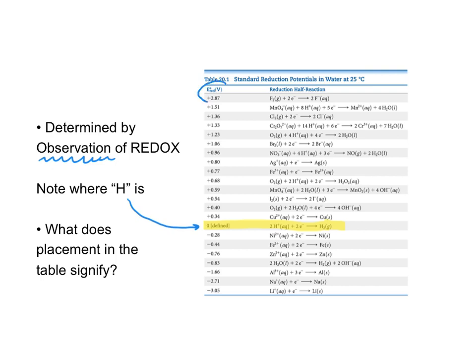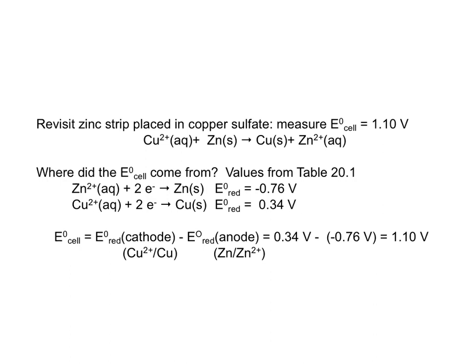Here we have at the top our fluorine. Here we have at the bottom our lithium. And so these are all standard reduction potentials. Well, that's on the next slide. If I revisit that zinc strip in the copper sulfate, I can measure a potential, okay? So let's try to show you where those values did come from.